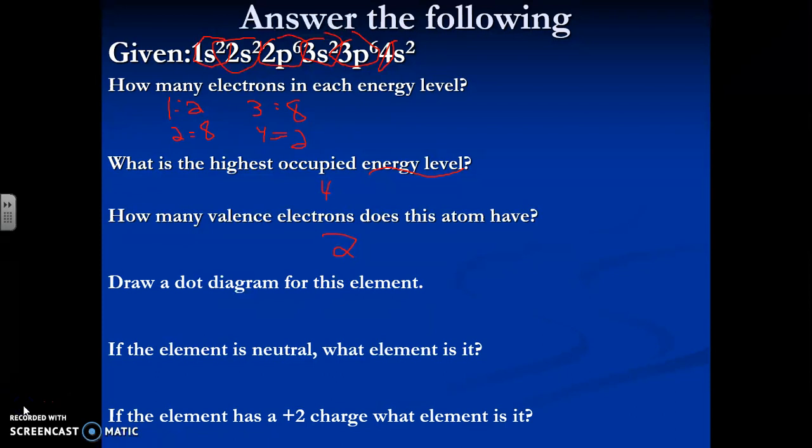So a dot diagram shows the symbol of the element and the number of valence electrons it has. And I'll talk about this more on Friday. But to find the atom, you have to count the total number of electrons. So 2, 4, 10, 12, 18, 20. So there are 20 electrons, and if you look at your periodic table, that makes it calcium. So you draw the symbol for calcium, okay?